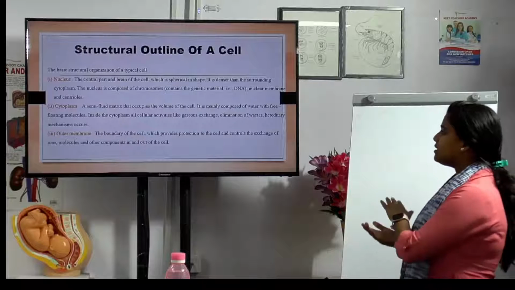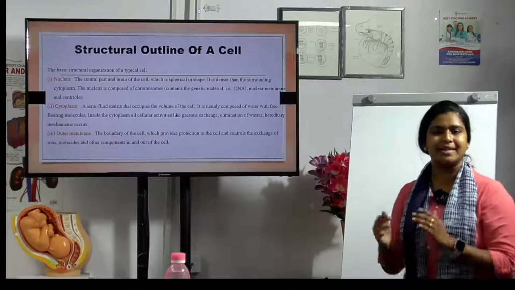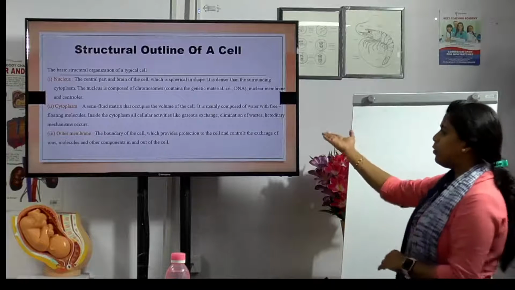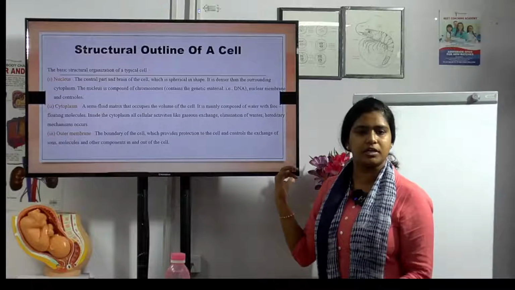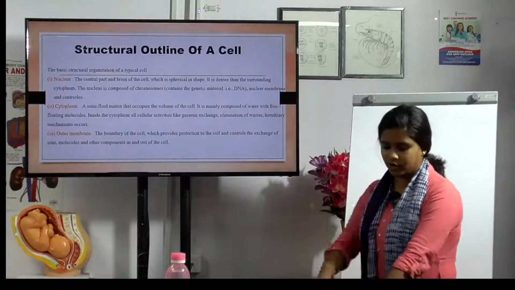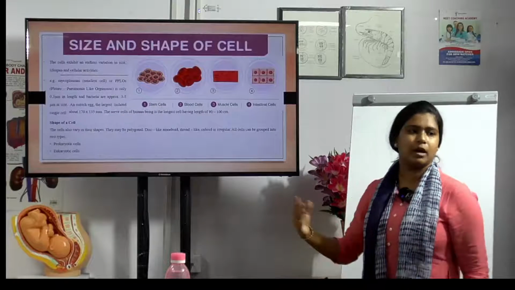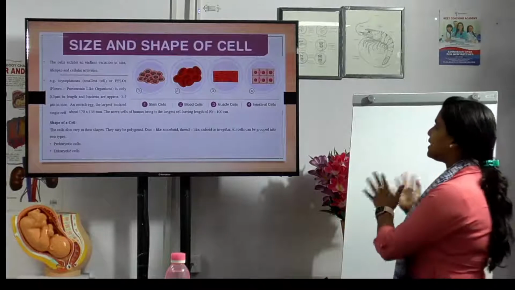And the next layer is the outer membrane. It is the outermost layer of a cell which gives protection to the cell and prevents further injury, and also controls the exchange of ions, molecules and other components in and out of the cell. Okay, now let us see size and shape.